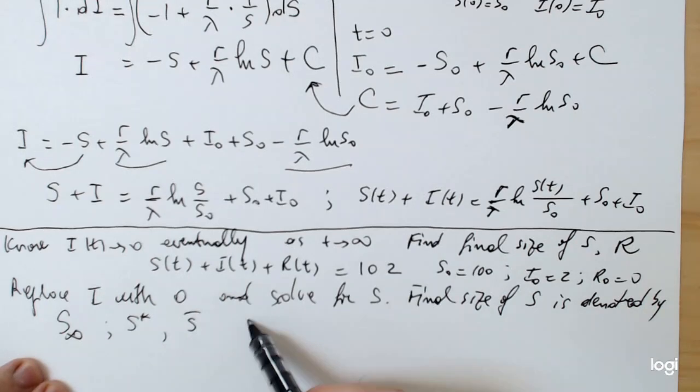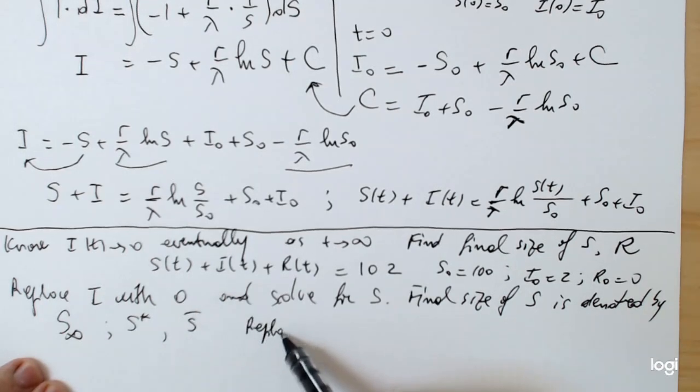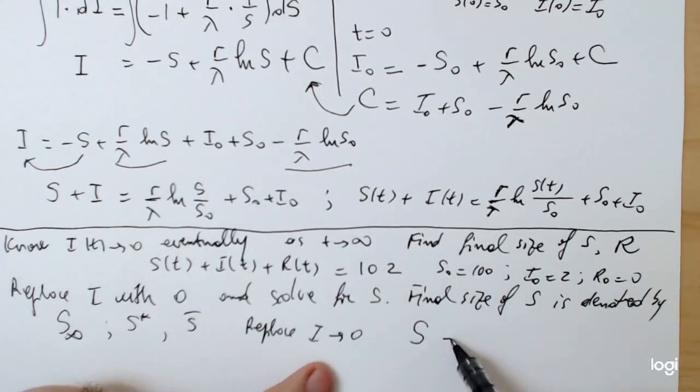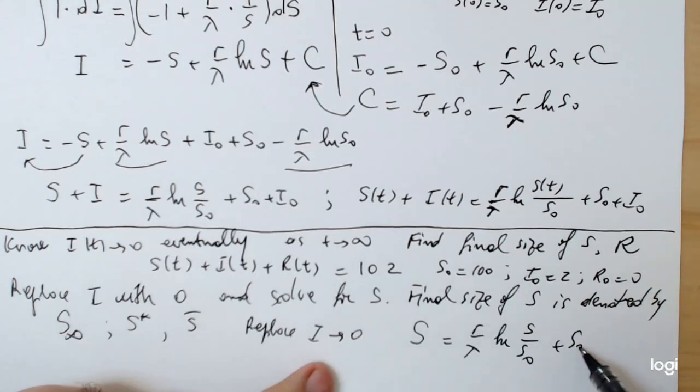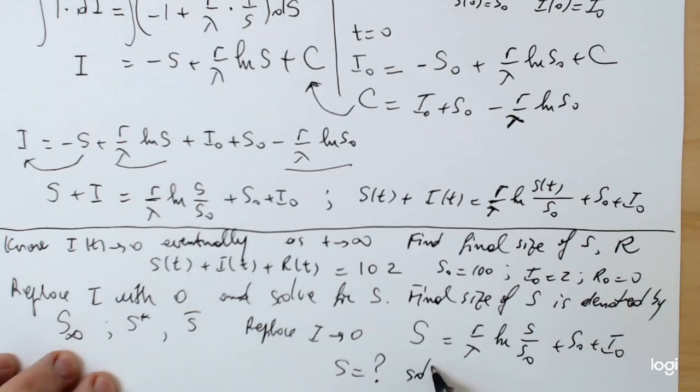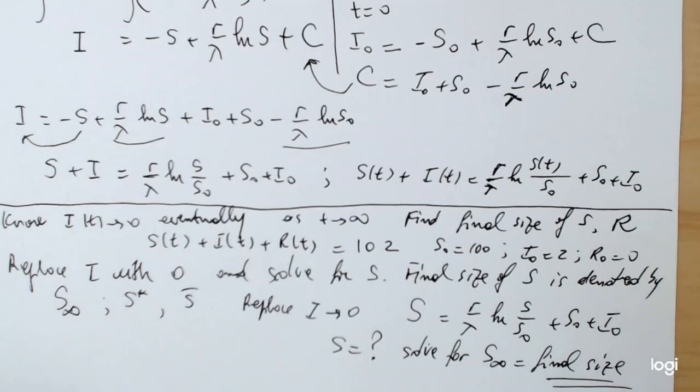So when I replace I with 0 in the equation here, I'm going to end up with S equals R over lambda ln of S over S naught plus S naught plus I naught. I'm going to show you a couple of examples on the second page. And when you solve for S by itself, you really solve for the final size S infinity, not for S of t. So you will find basically a constant which denotes the final value of S of t when the epidemic is over, so when I of t goes to 0.